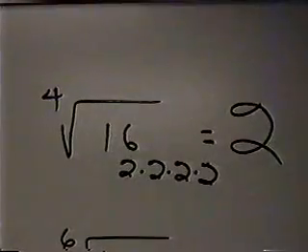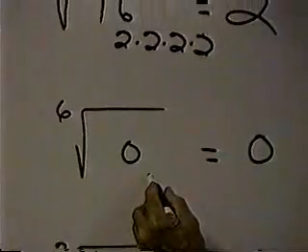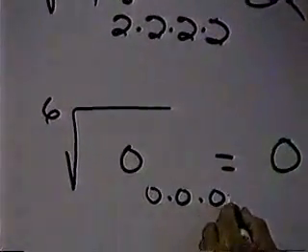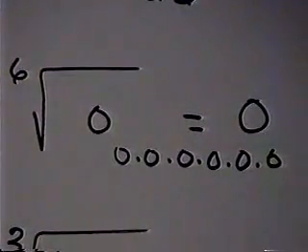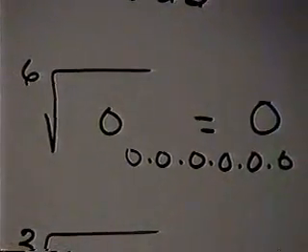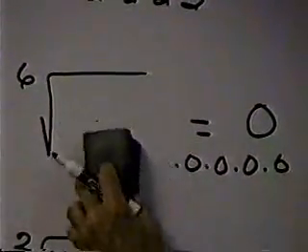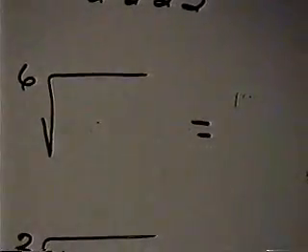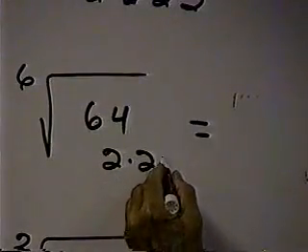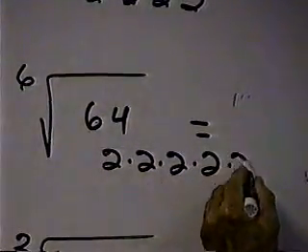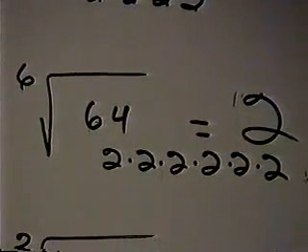All right, sixth root of 0 would be 0. 0 times 0 times 0 times 0 times 0 times 0. We have to have 6 of them. All right, let's make this a 64 and see what would work. What do we try? 2 times 2 times 2 times 2 times 2 times 2 checks. So that would be the answer.